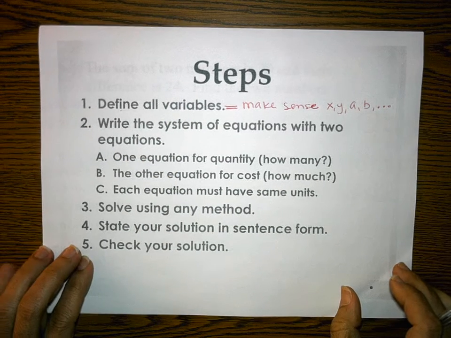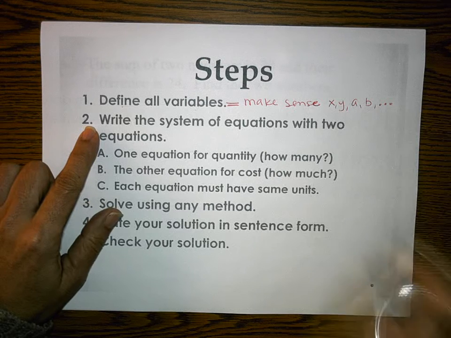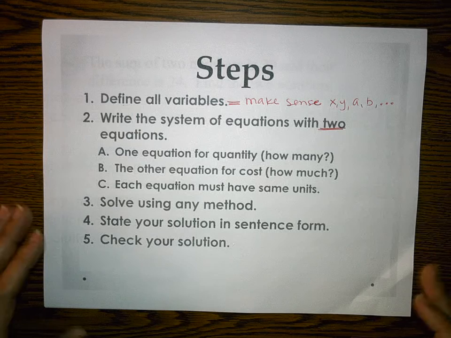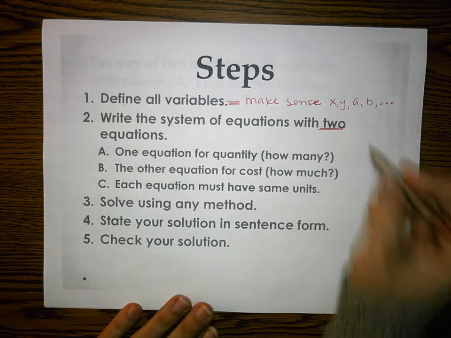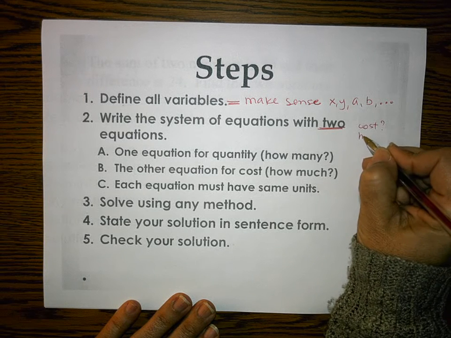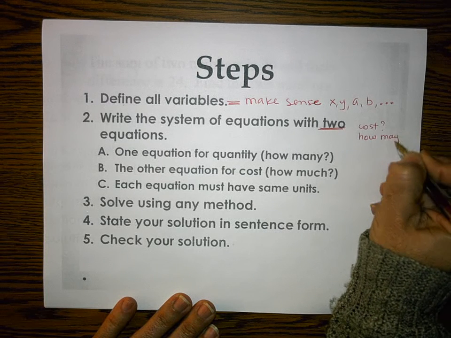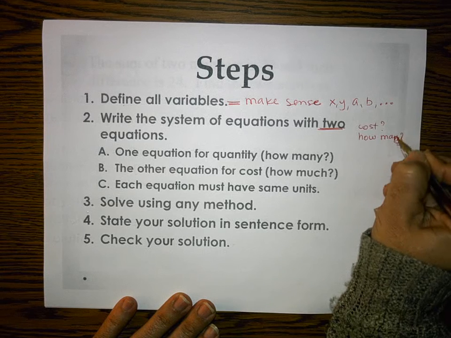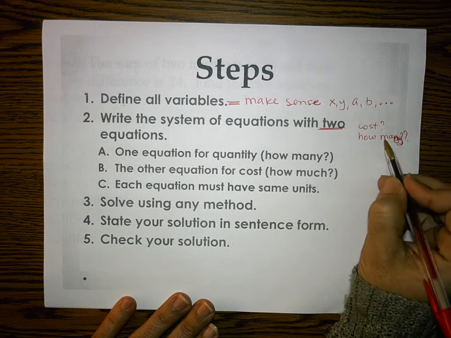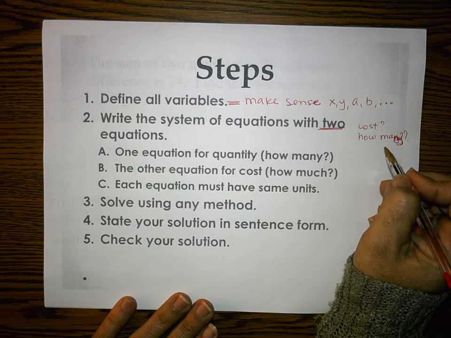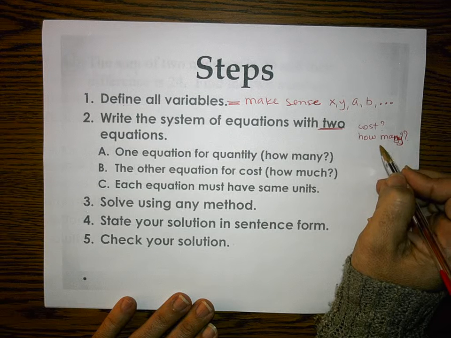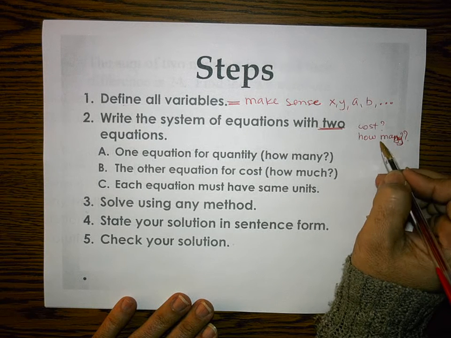The next thing is you're always writing two equations. For this unit, we're always writing two equations. I always like to ask myself, is one equation about cost? The other equation is about how many, okay? How many? I like to ask myself these questions so I know what I'm dealing with. There are always two equations, and it's very important for you to keep track of the information in each equation so you don't confuse yourself.